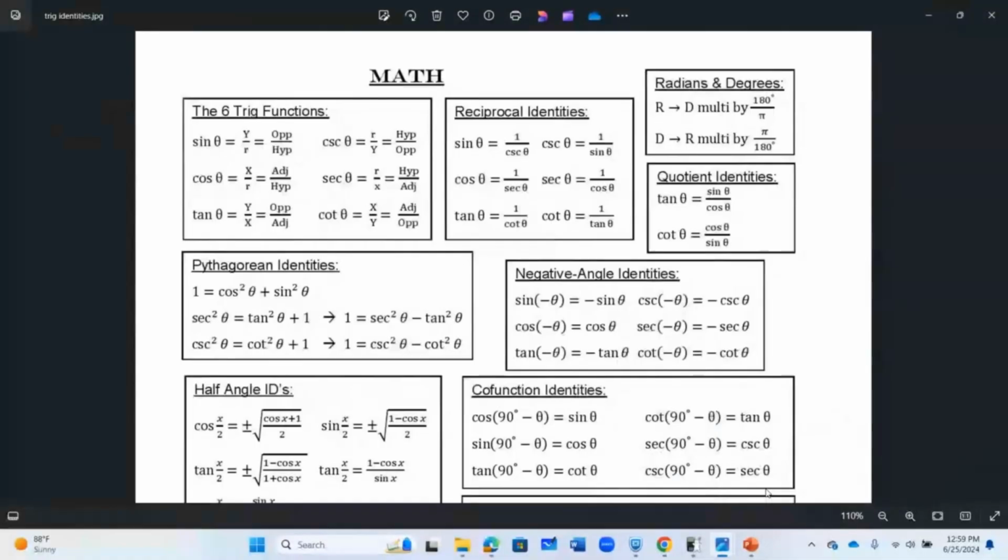I pulled my formula sheet. I'll put this formula sheet in all the folders. All right, so let's start from the beginning.